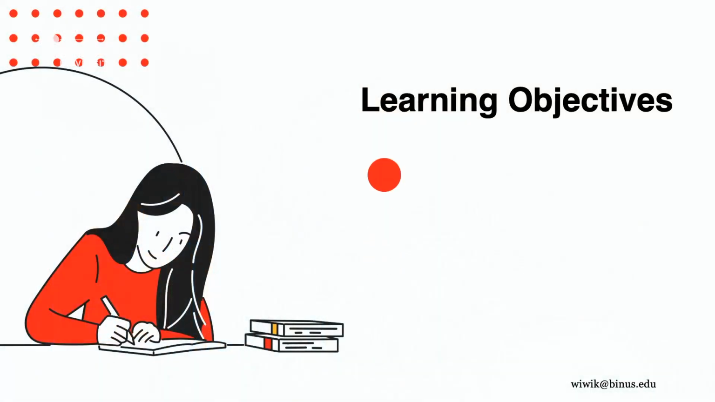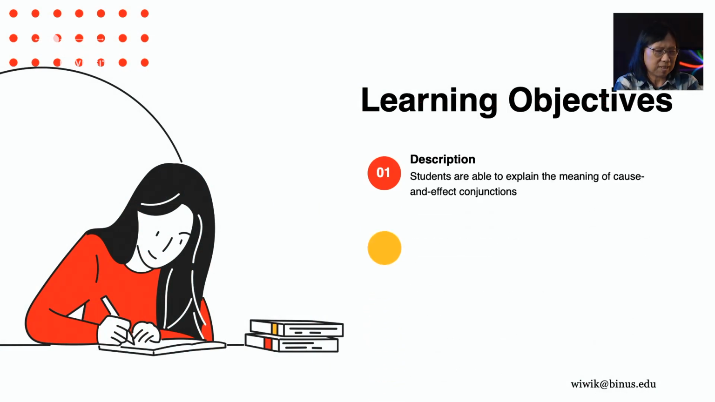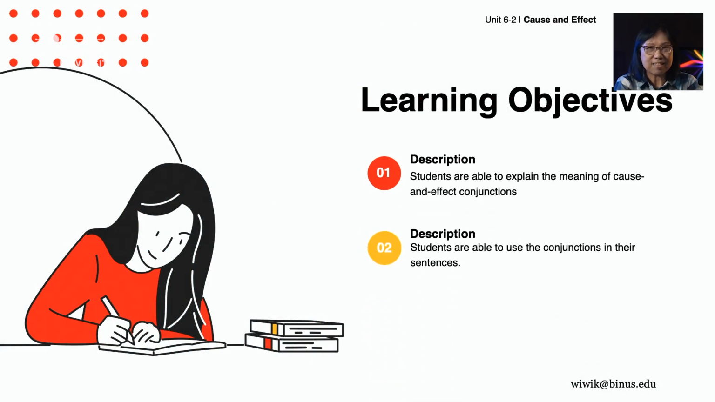This time we have two learning objectives. At the end of the sessions, you are able to explain the meaning of cause and effect conjunctions. And the second one, you are able to use the conjunctions in your sentences.